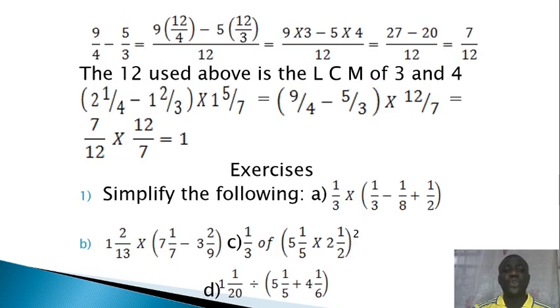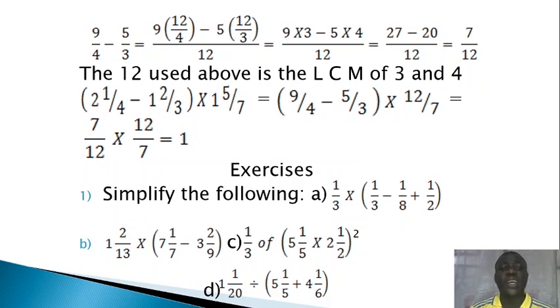So the first operation we are looking at in this case is the bracket. How do you remove the bracket? The first thing you need to do is to clear the bracket by working on the numbers inside the bracket in such a way that when you have a single number there, you have cleared the bracket. So the first thing I did here was to look for the LCM of 4 and 3, which are the denominators of the two fractions inside the bracket.